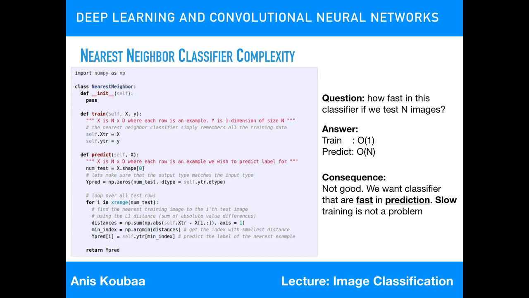Okay, because it's only one time we copy into the memory. But for every test image, we will have to make n comparisons. So it's O(n). It's very bad performance in terms of real time. It's not good because we want completely the opposite. We want the classifier to be fast for prediction, and it's not a problem if it is slow in training.